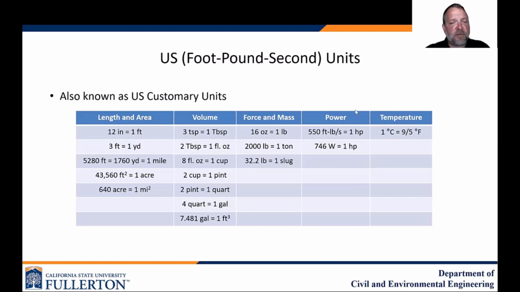I thought you guys might be interested in this if you cook at all. So 3 teaspoons is a tablespoon, 2 tablespoons is a fluid ounce, 8 fluid ounces is a cup, 2 cups is a pint, 2 pints is a quart, 4 quarts is a gallon, and then 7.481 gallons is a cubic foot. And that one you'll use a lot, actually. So remember 7.481 in your engineering practices. And then you can read the rest if you want. They're just a lot harder to convert among, but you can see we also have force and mass, power, and temperature, lots of different ways to compare among units in the FPS system.